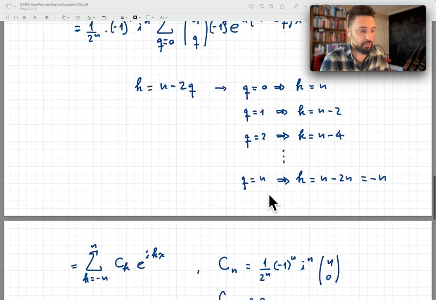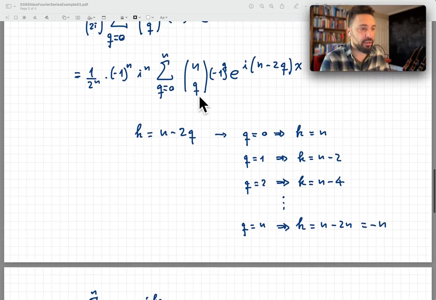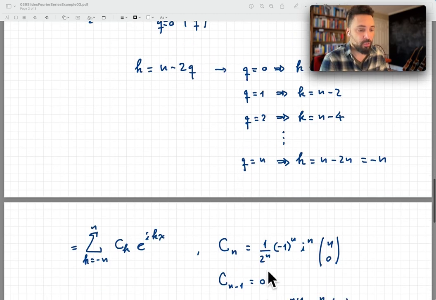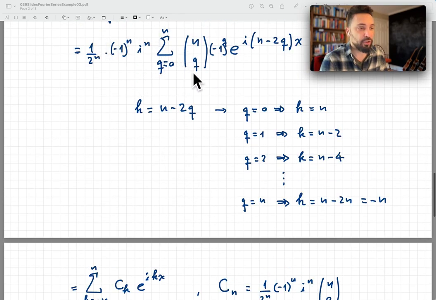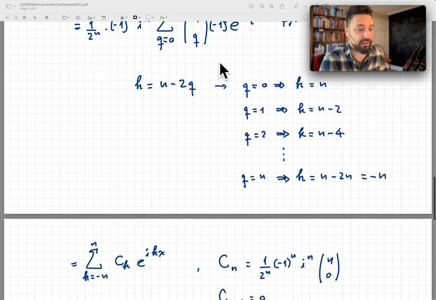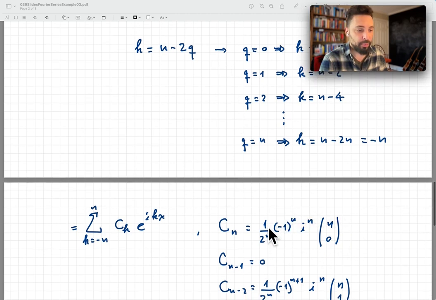where c sub n is given by the coefficient corresponding to k equals n, which would be q equals 0. So if you read the value of the coefficient for q equals 0 here, and you attach also this part, then what you get is 1 over 2 to the n, minus 1 to the n, i to the n. That's just coming from here. And then the q equals 0 term will give you n choose 0, that's just 1, minus 1 to the 0, that's just 1, and nothing else. And so that's what we have here. We can simplify this further, but I'm just going to leave it like this.